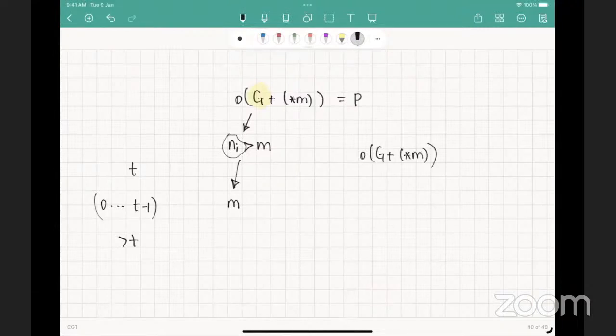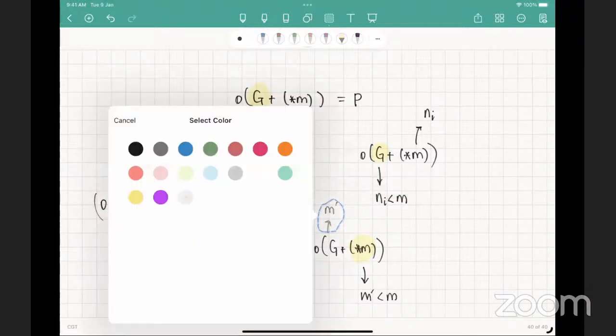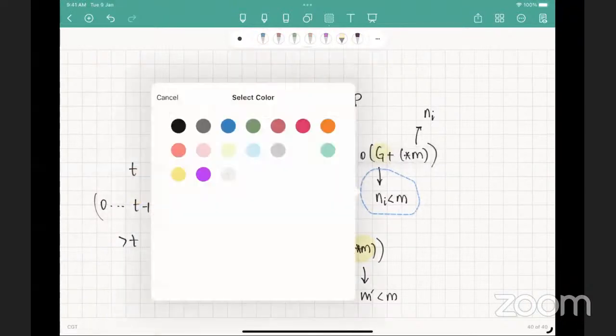So let me just recap the three scenarios. From here, if you go to NI, which is less than M, then the response will be to take this to NI. And if the first player plays here and takes it to some M prime less than M, then the response here would be to go to M prime as well. And that's where you're really using the fact that you have a minimum excludant. And let me just color code the responses of the second player.